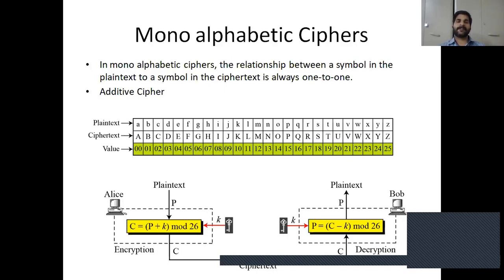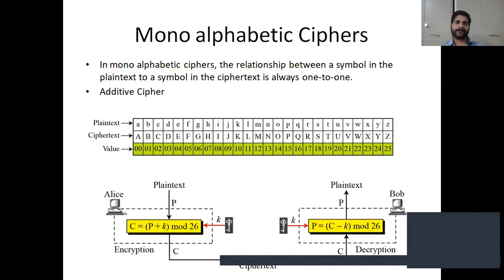Now, first we discuss the monoalphabetic substitution cipher. In a monoalphabetic cipher, the relationship between a symbol in the plain text and a symbol in the ciphertext is always one-to-one, as in additive ciphers. According to this table, the plain text is given in small letters a, b, c to x, y, z, and the ciphertext in capital letters A, B, C to X, Y, Z, with values starting from 0, 1, and so on up to 25.